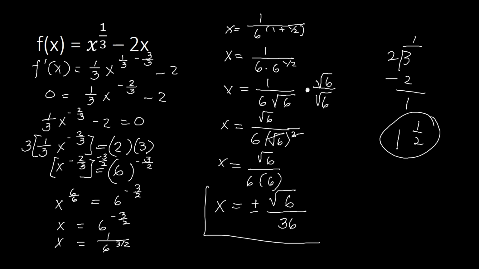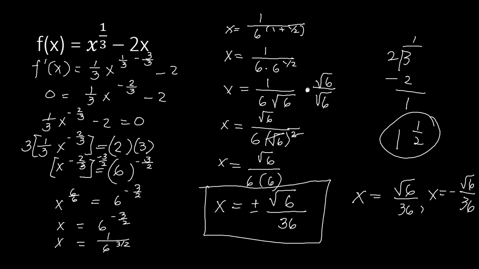So these will be our critical numbers. One is x equal to square root of 6 over 36. The other one is x equal to negative square root of 6 over 36. So there you go.